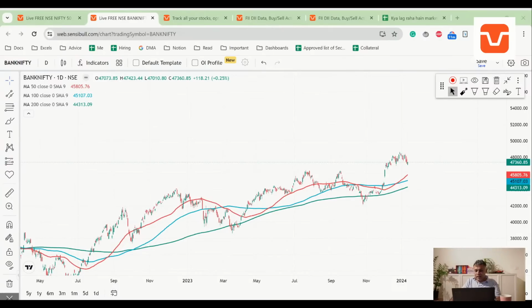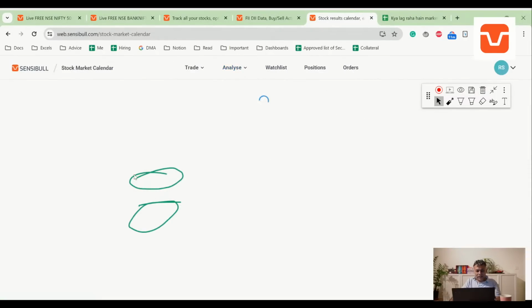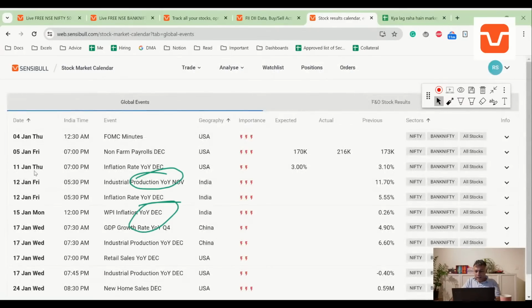Now let's look at the events. Let's look at what the events are for this week. I think there was some event we had lined up, right? Inflation data was tomorrow. US inflation data, 11th Jan, Thursday, 7 p.m., which means we'll feel it on Friday morning. So tomorrow night is the US inflation data. We'll feel it the day after tomorrow morning.